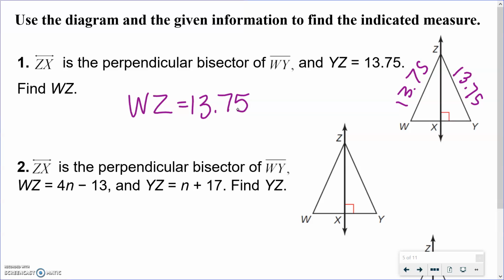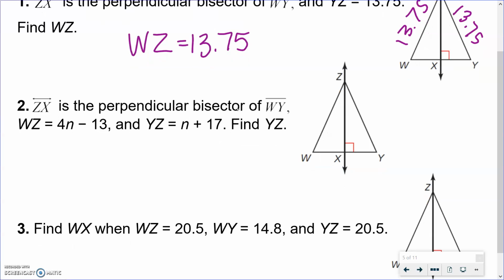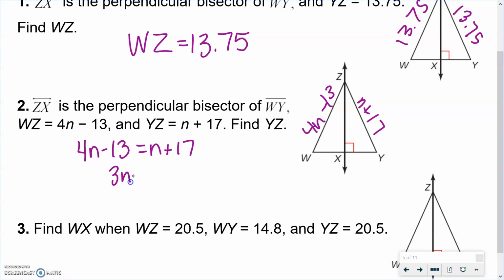Okay, then we're going to use that again. It is the perpendicular bisector. So if we know that WZ is 4n minus 13 and YZ is n plus 17, we can find the length of that by setting those two equal to each other, because we know those are the same if it's on the perpendicular bisector. So we're going to do 4n minus 13 equals n plus 17. So we get 3n equals 30. And then n, if we divide by 3, is going to be 10.